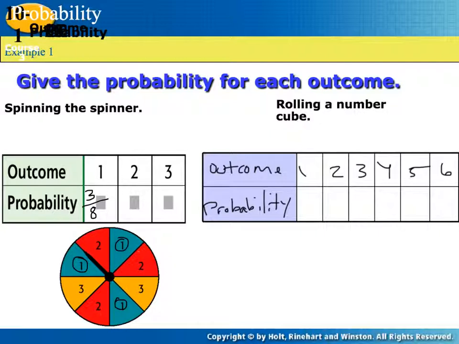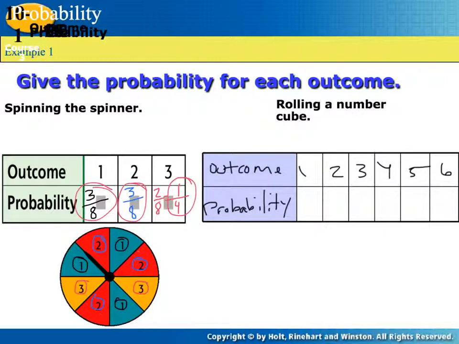Okay, looking at 2. How many chances do I have to spin a 2? 1, 2, 3. Another 3 out of 8. Why is it out of 8? That's the total number of sections. Then, as I look at number 3, how many 3s do I have? 1 and 2. There are 2. 2 out of how many? 2 out of 8. However, can you simplify the 2/8? Yes, you can. And that's going to be 1/4. So you have 3/8, 3/8, and 1/4.